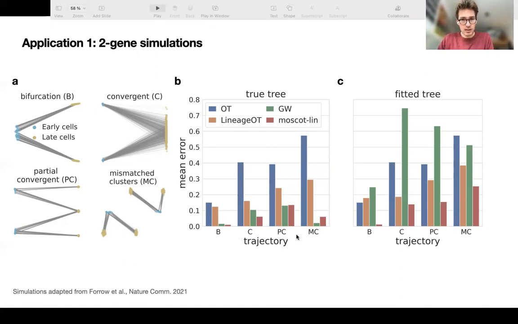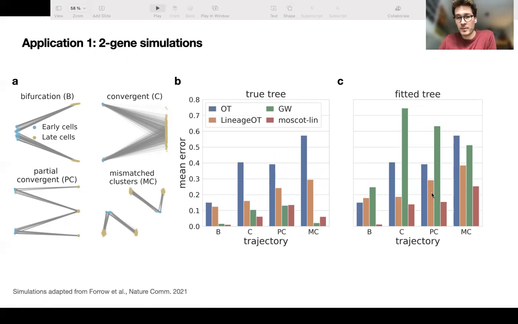Okay, here you have on the y-axis the mean error. So we compute 2 errors. We compute something we call an ancestor prediction error and a descendant prediction error. And then we take the average of that, and that's what we plot here as the mean error. And we do this for all the different trajectory topologies for both settings. For the true tree, we find that usually either moscot-lineage or Gromov-Wasserstein have the lowest mean error. So they are the best competing methods here.